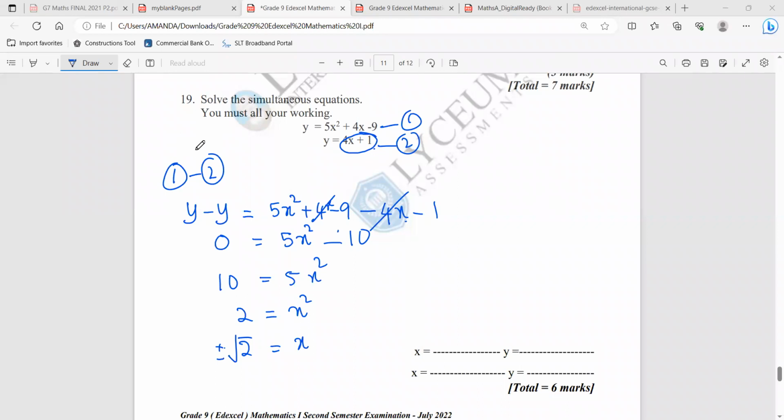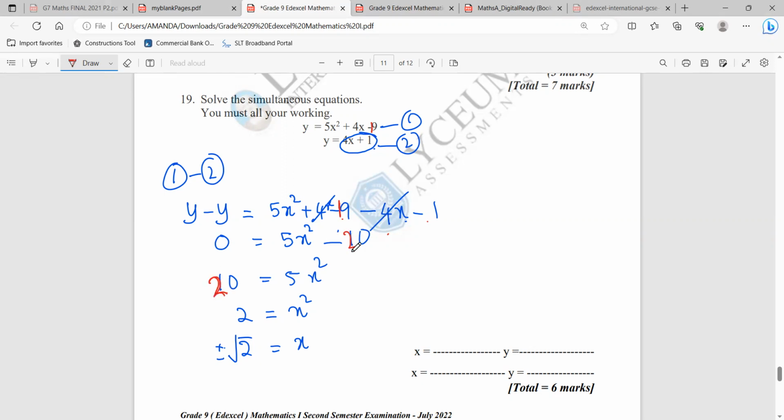Okay, there's a bit of a problem in this question. This is not 9, this is 19. It should be 19. It's not 9, it's 19 minus 19. So 5x squared plus 4x minus 19, and then you minus 4x minus 1. So then 19 minus 1 is 20. I was just checking; I went back and checked the paper. So it was 19, it's not 9. Printing mistake on this. So this is 20.